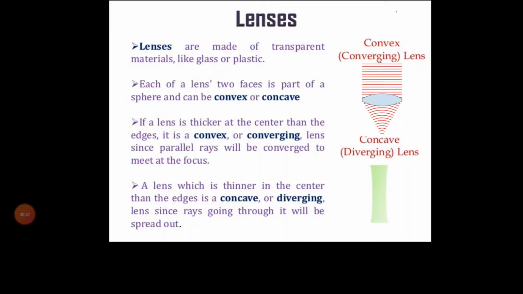A lens which is thinner in the center than the edges is a concave or diverging lens, that is, rays going through it will be spread out. The converging lens as well as the diverging lens is shown in the figure at the right side.